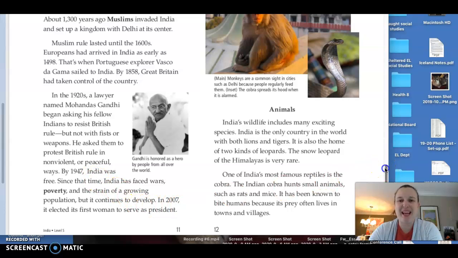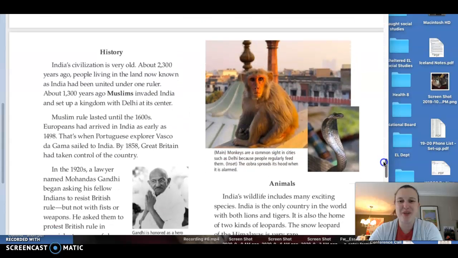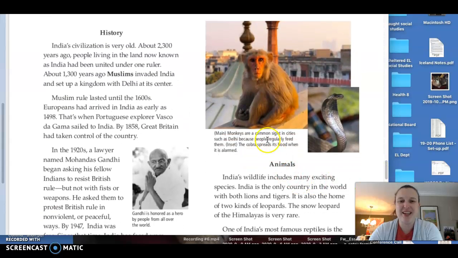Okay, we're going to wrap it up with animals. Of course, we have to learn about the critters in India. So here we have monkeys are a common sight in cities such as Delhi because people regularly feed them. And then here, the cobra spreads its hood when it's alarmed. So in India, you'll see lots of monkeys and even some snakes.